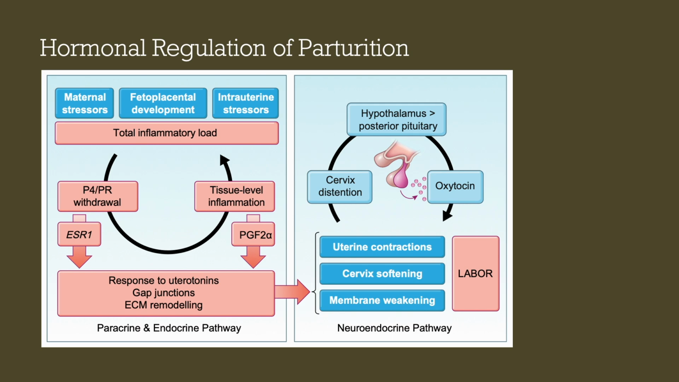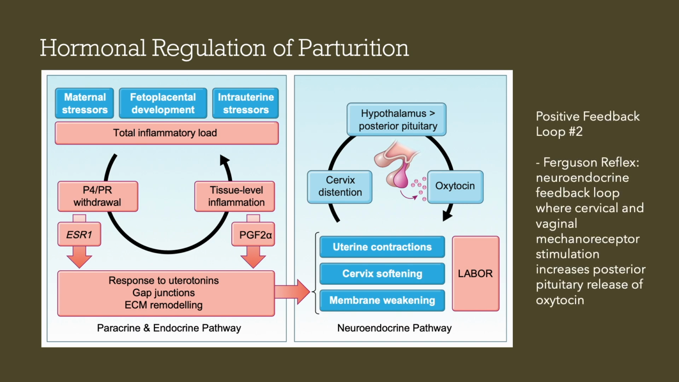And so active labor is phasic myometrial contractions, cervical softening and dilation, and eventually results in membrane rupture. And this last part right here is the second positive feedback loop. It's also called the Ferguson reflex.